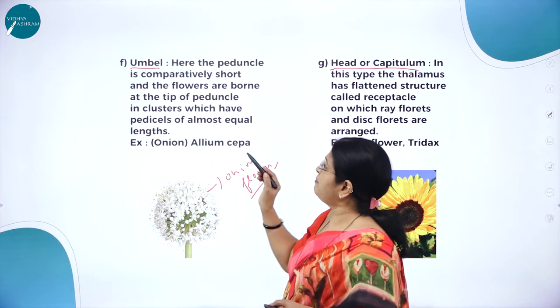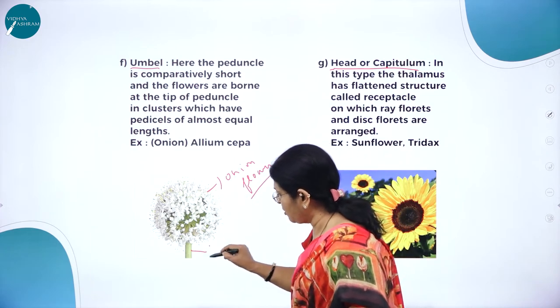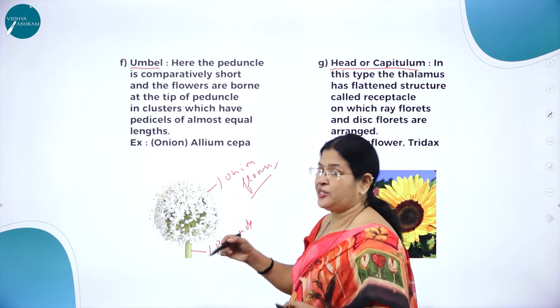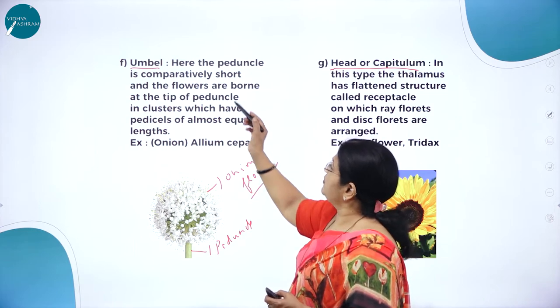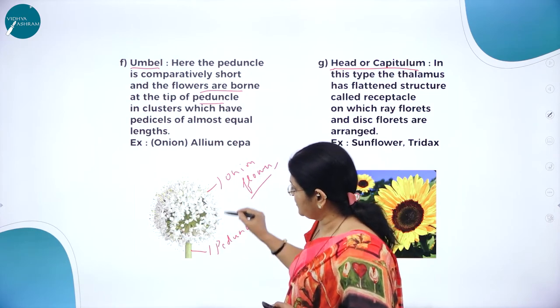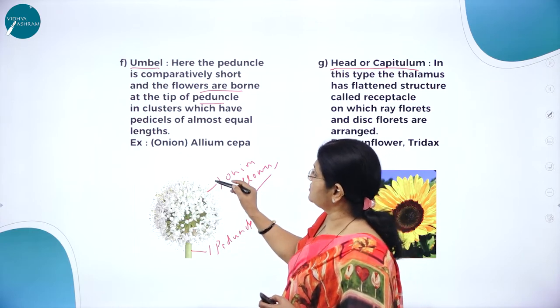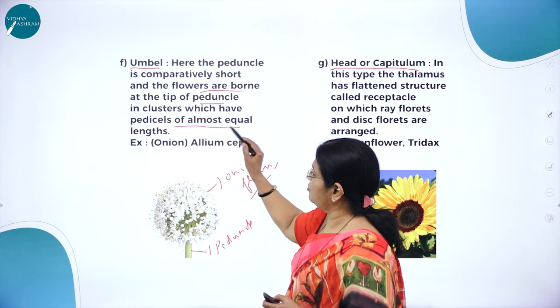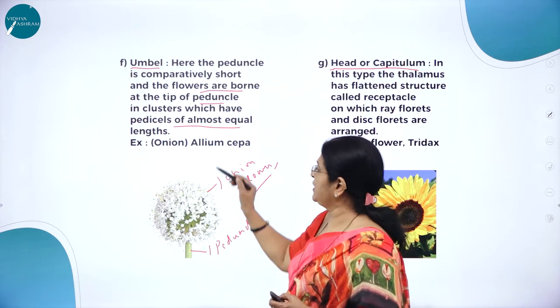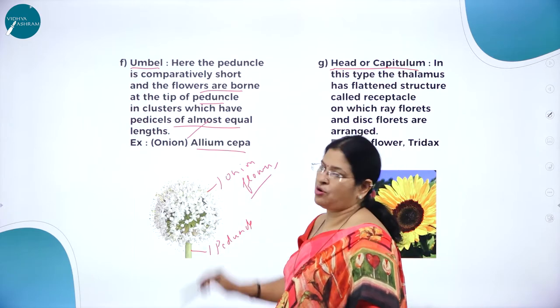What is it? Here the peduncle is comparatively short. This is called the peduncle. It is short, it is not too long. And the flowers are borne at the tip of the peduncle in clusters. Here you can see the flowers are borne in clusters which have pedicels of almost equal length. So all the pedicels will be of equal length. Example, Allium cepa, that is onion.